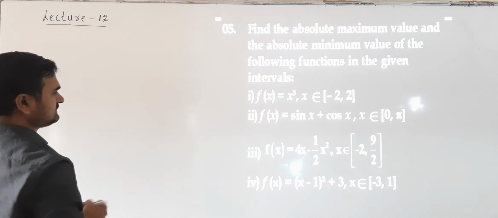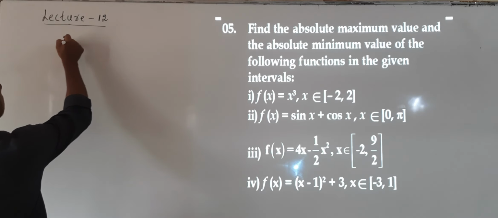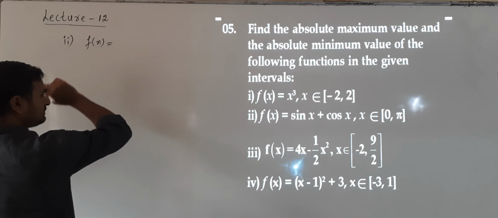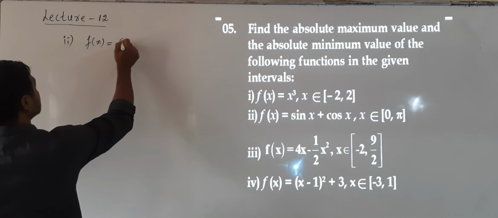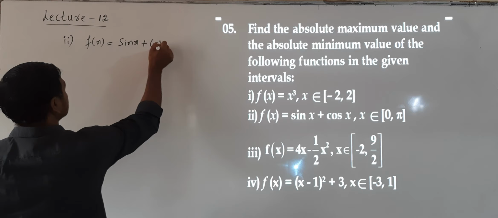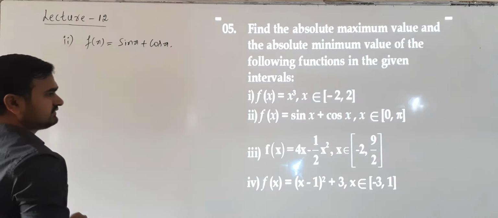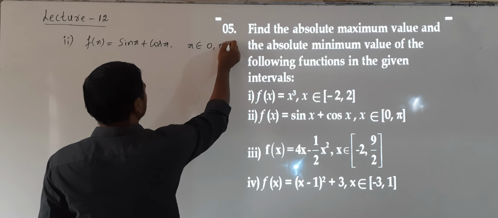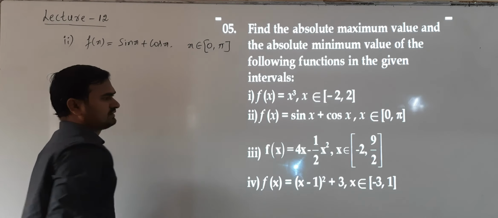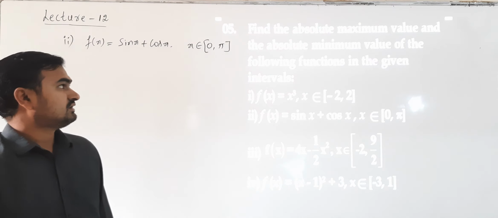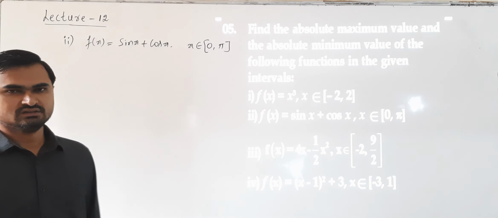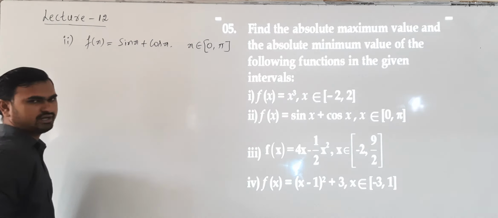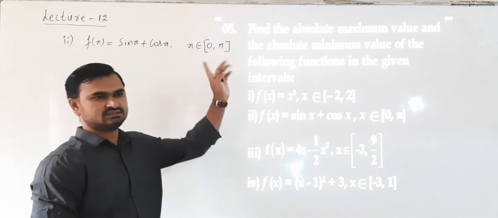Next, see, the second part I will solve here. f of x is sin x plus cos x. What is the interval given? x belongs to 0 to pi, closed interval 0 to pi. Now we need the absolute maximum and absolute minimum values. So the endpoints we already know, including 0 and including pi. a is 0, b is pi.